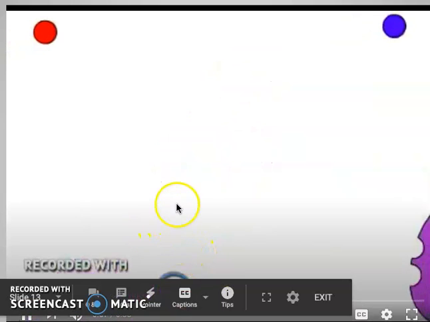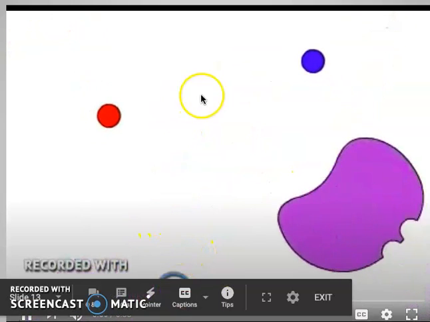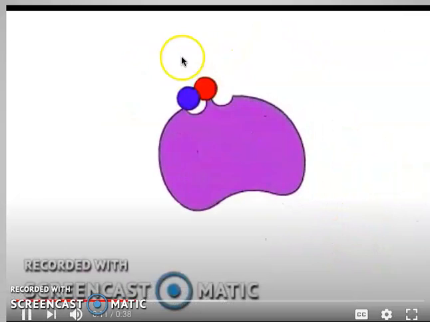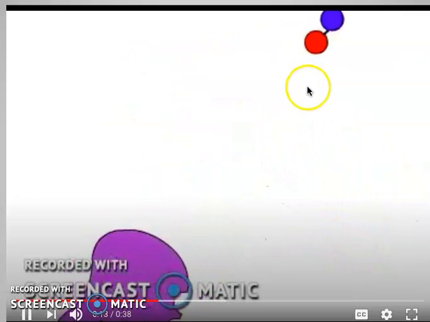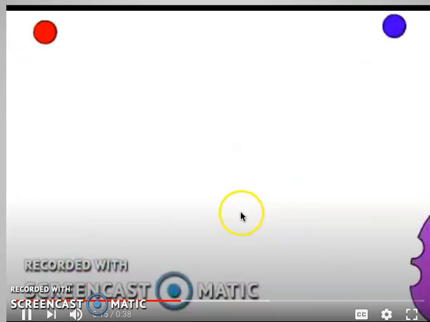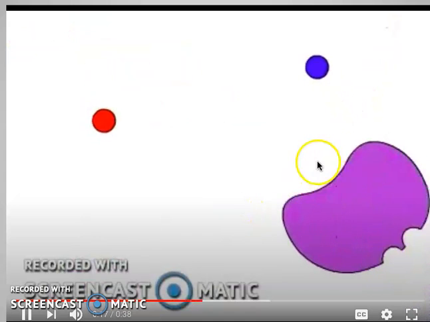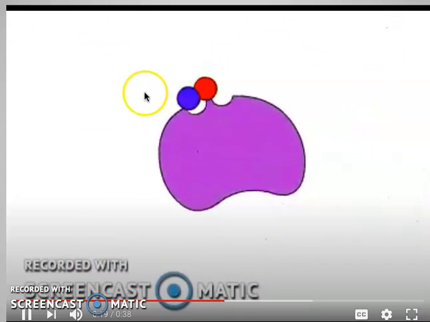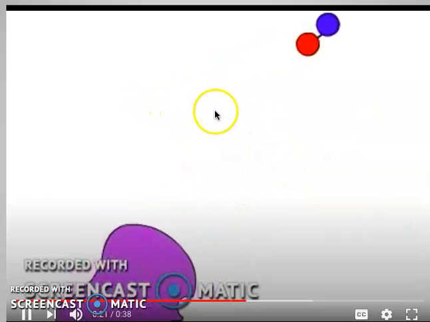Here is an example of a building up reaction. Again, perfect enzyme for these two smaller molecules to come together to be bonded into a bigger molecule. There's a perfect enzyme for that building up reaction as well.